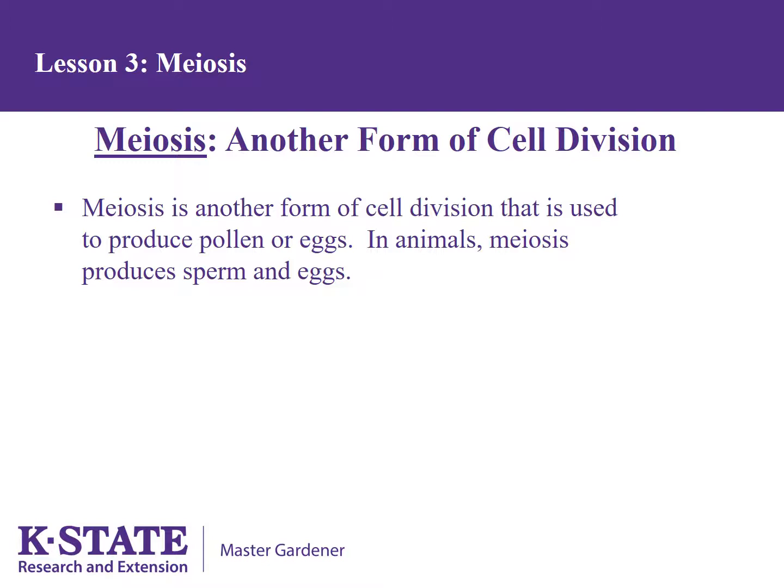Meiosis is another form of cell division that is used to produce pollen and eggs. Meiosis produces cells that are the exception to the rule. They do not produce cells with exactly the same blueprint. Each pollen grain and each egg has a unique blueprint. Why is this so?